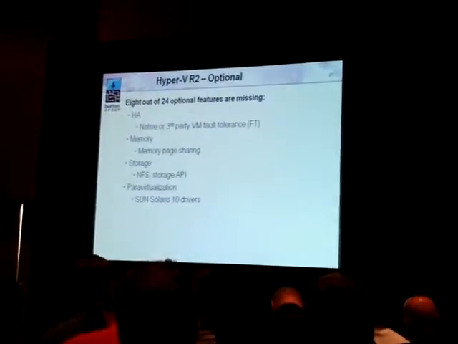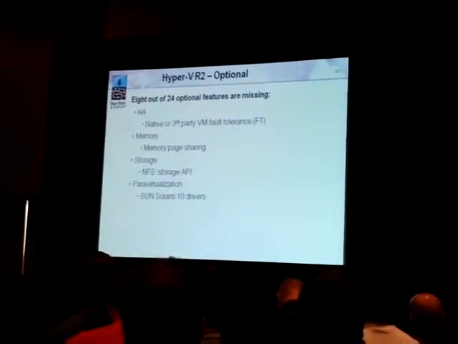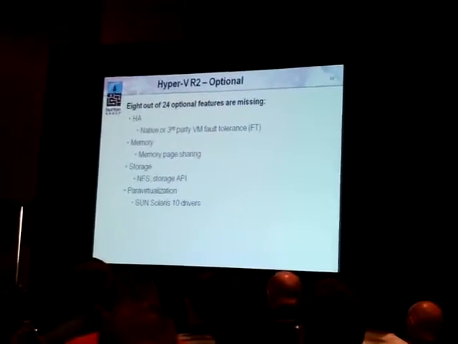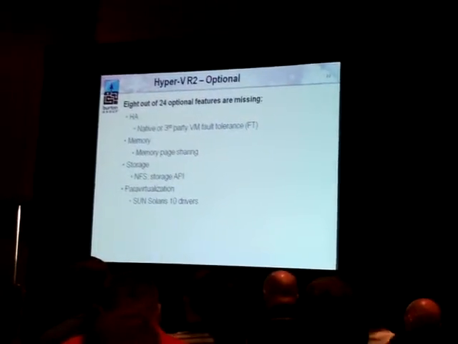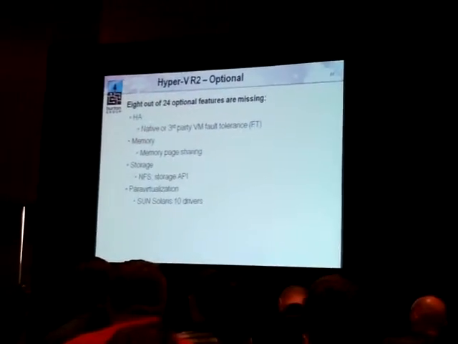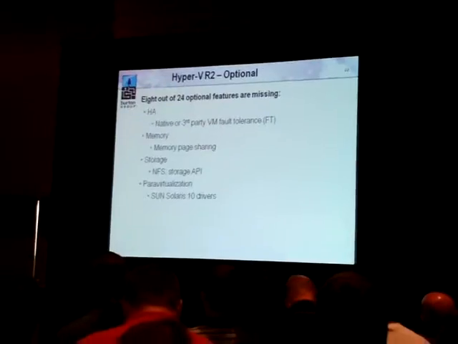Fault tolerance. You saw that Citrix actually did have that. If you've gone to their booth, you can talk to Marathon. That actually does support, as a third-party solution, very nice fault tolerance solutions for Citrix XenServer. But there is nothing at this point for R2.